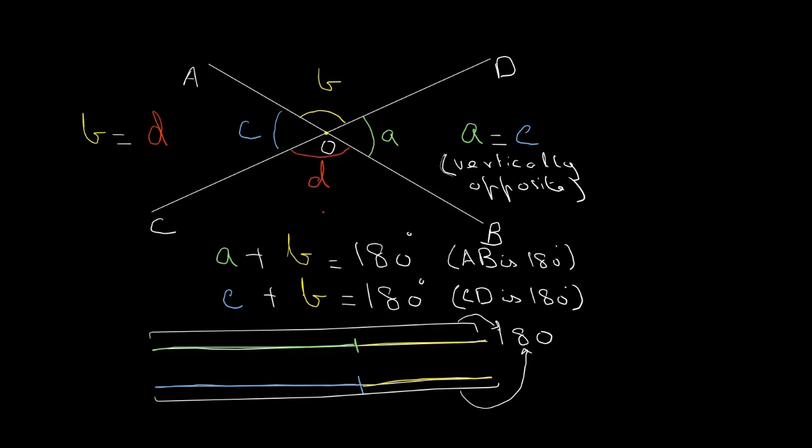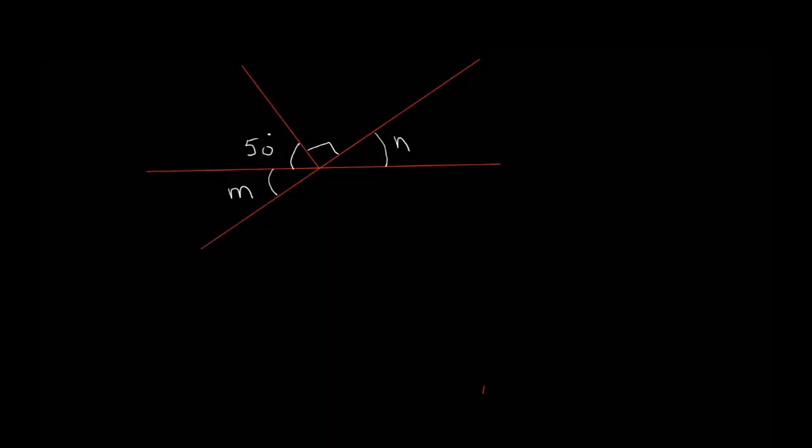So now you can basically hopefully do all the problems. So let's do an example. We have this problem and we want to find n and m. Okay, so we know that this is the point where all lines are intersecting.